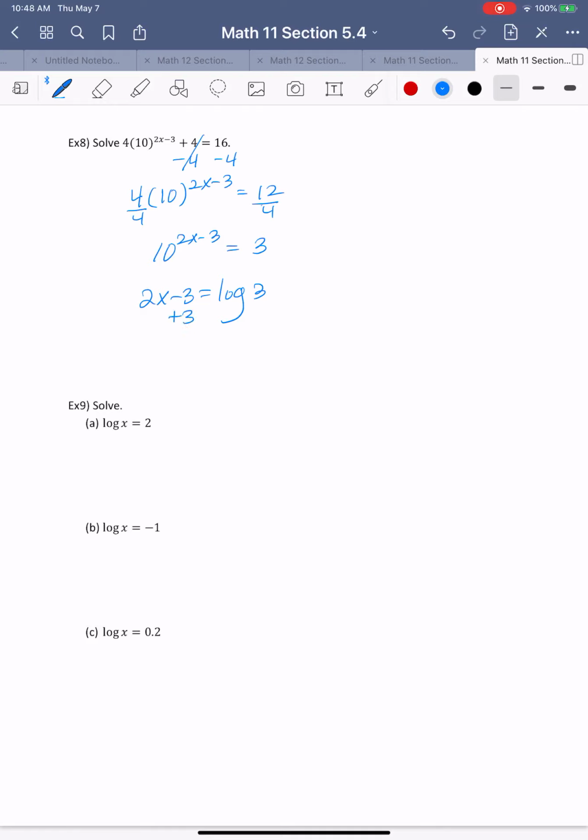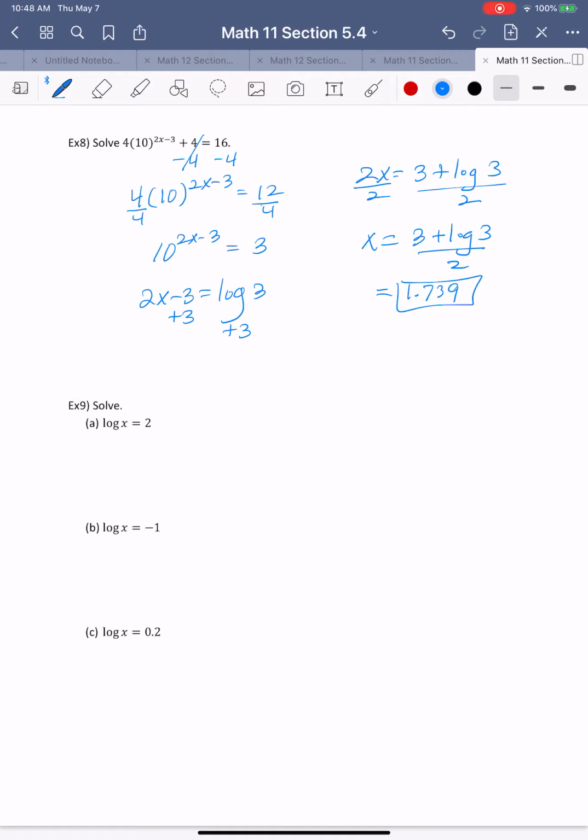So add 3 to both sides, which gives 2x equals 3 plus log of 3, and then divide by 2. So x equals (3 plus log of 3) divided by 2. Use a calculator, approximately 1.739.